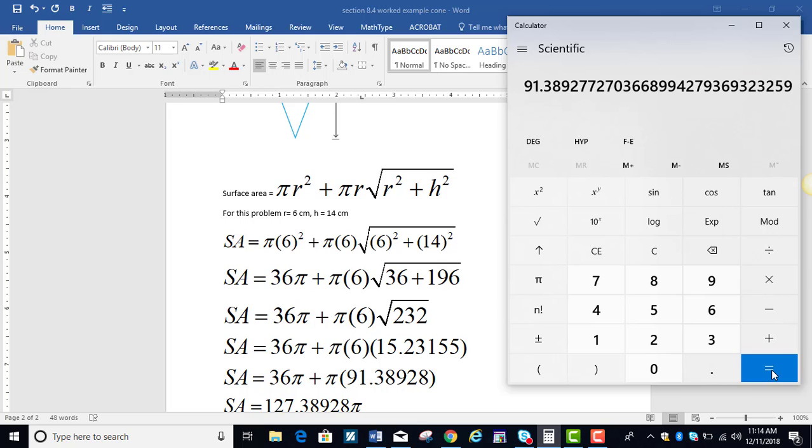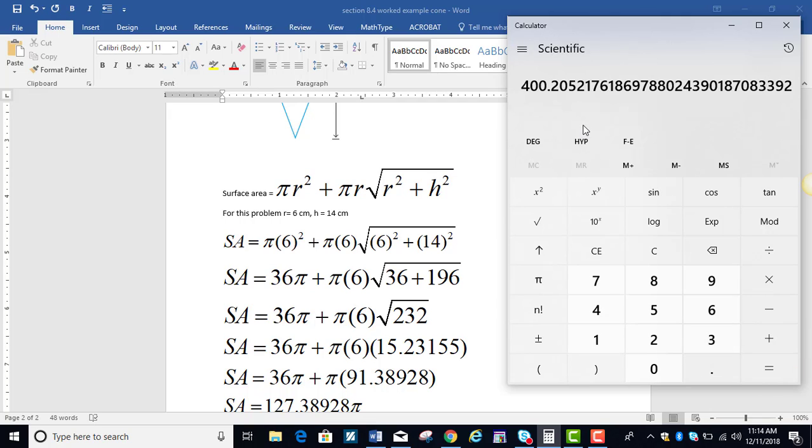Now I'm going to multiply that by 6. Again, I'm going to keep the pi calculation till the very end. So I've got 91.38928 pi plus 36 pi. I'm going to add the coefficients. These are like terms, so I can add the coefficient part. So now I've got 128.38928 pi, and now the last thing I'm going to do is multiply by pi.